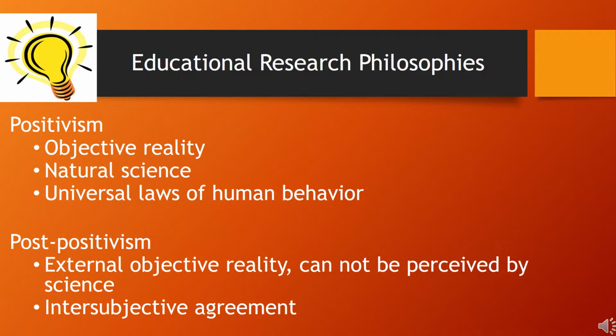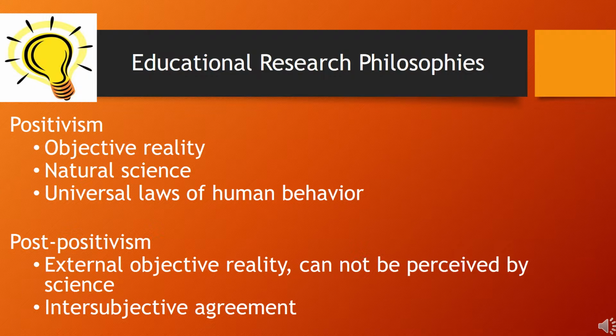Researchers from this school of thought believe in universal laws of human behavior and that scientists must be objective and unbiased to see reality clearly, and that a well-designed test of theoretically based predictions can move us closer to understanding actual educational processes.